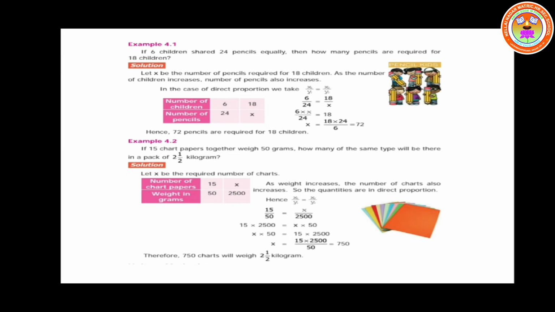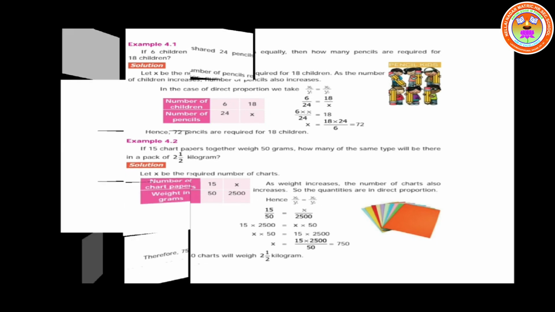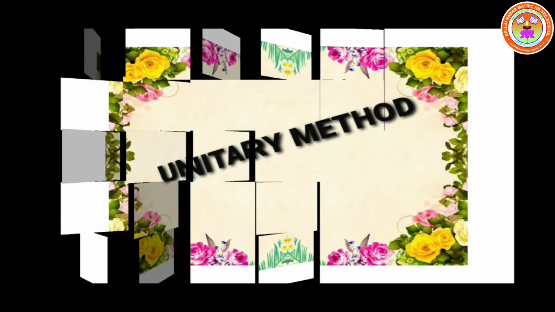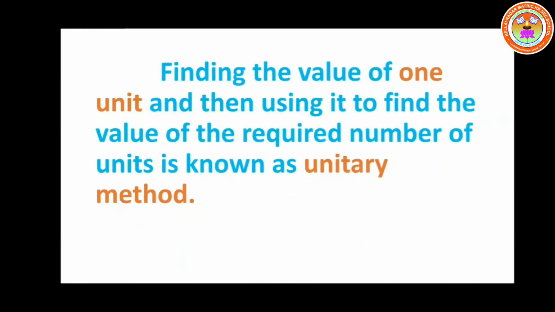Okay children, now the two examples are over. Now let us move on to unitary method. Next method we are going to learn. Here under unitary, let us revise first what is unitary method. Finding the value of one unit and then using it to find the value of the required number of units. This is known as unitary method.